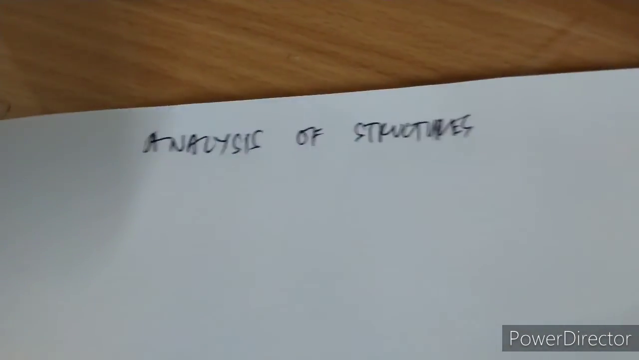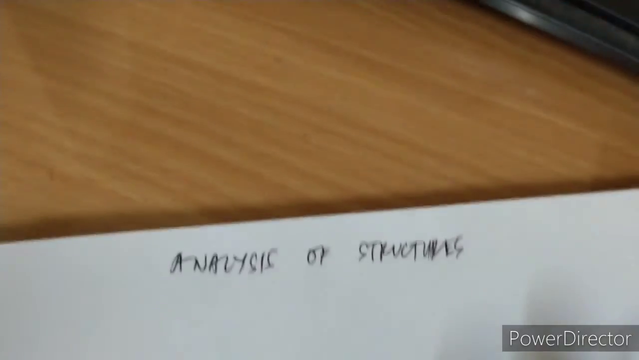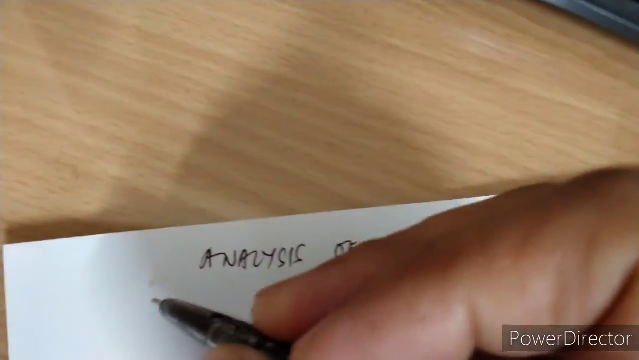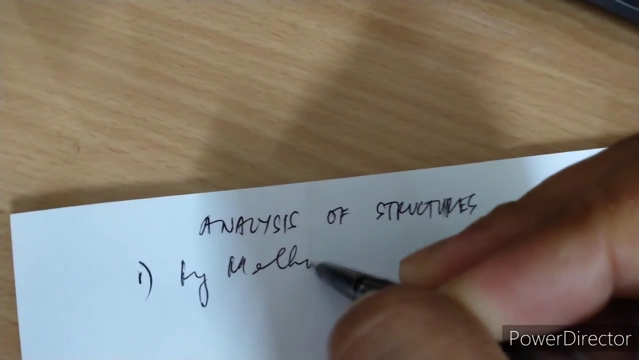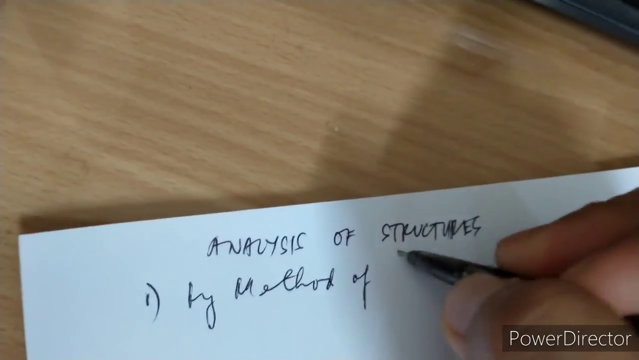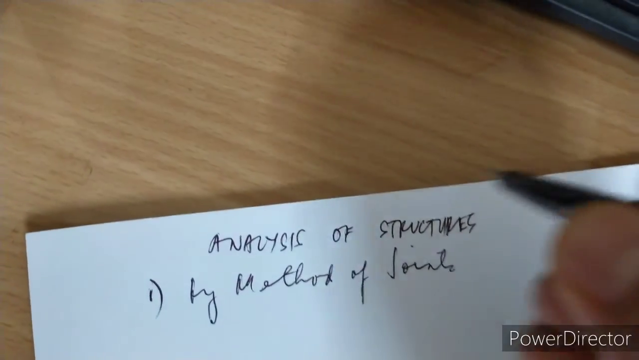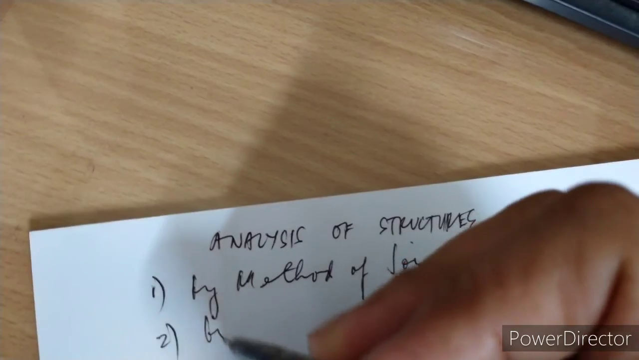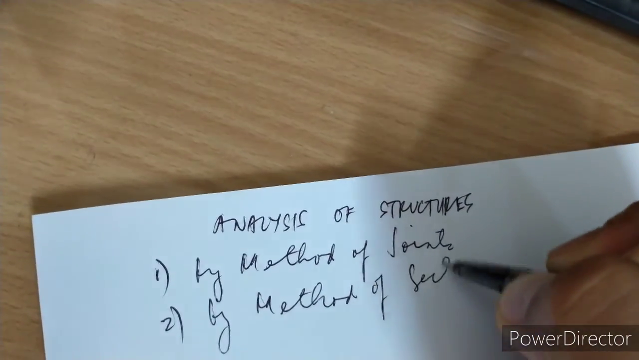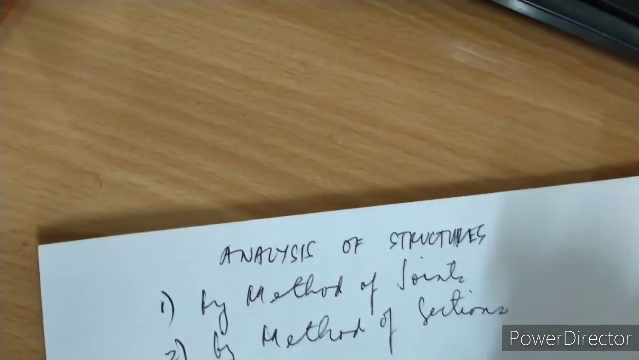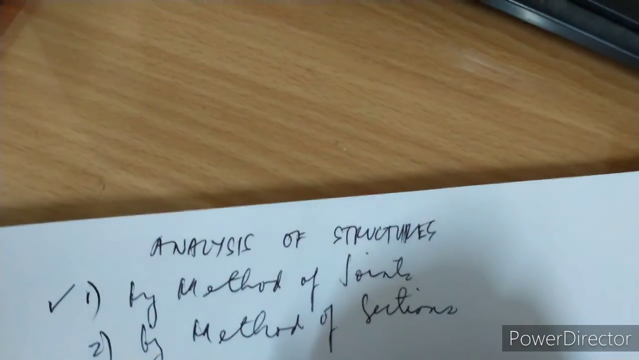And under this topic, analysis of structures, we have two methods. We have, first, the method of joints, and secondly, the method of sections. But we will first discuss the method of joints.